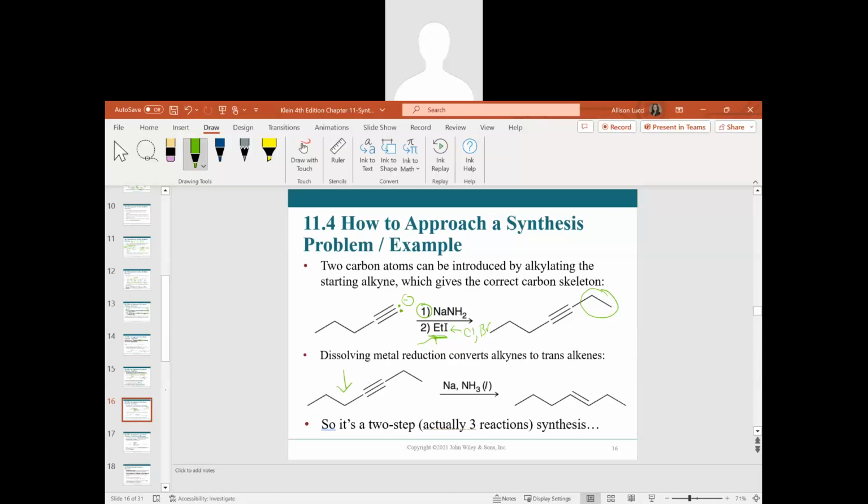Then we can take this new intermediate product and subject it to dissolving metal reduction conditions. We have our sodium metal and then our liquid ammonia here, and that will produce a trans alkene. So all in all, we can say it's 2 steps: the first, adding those extra carbons, but it's really 3 reactions overall. First step, add the carbons. Second step, convert the alkyne to a trans alkene, but we had to use 3 steps to get there.